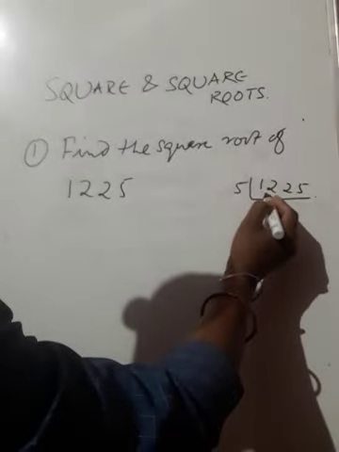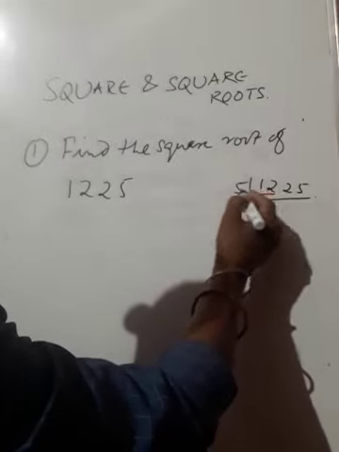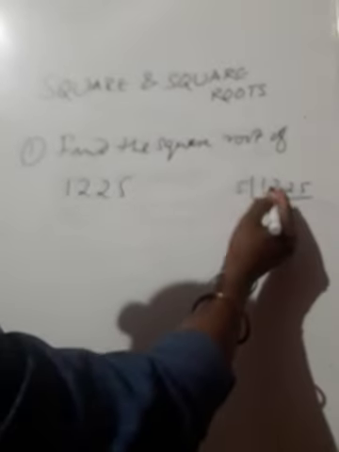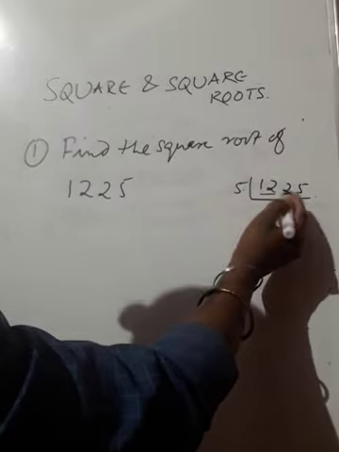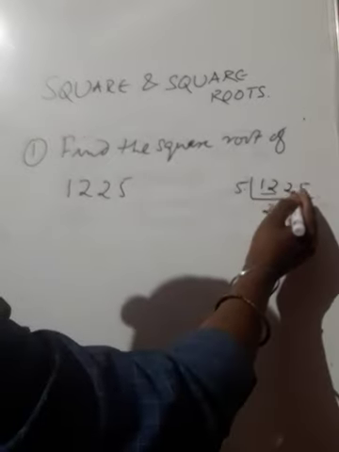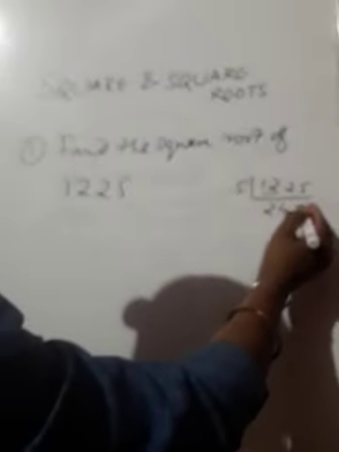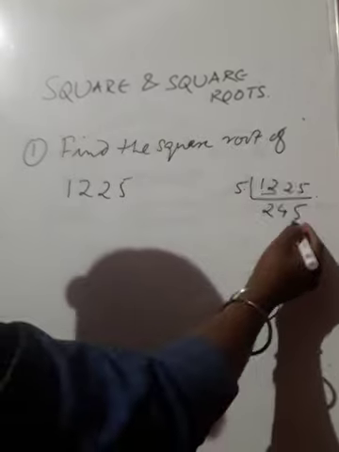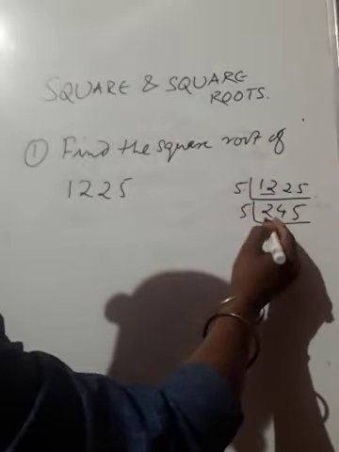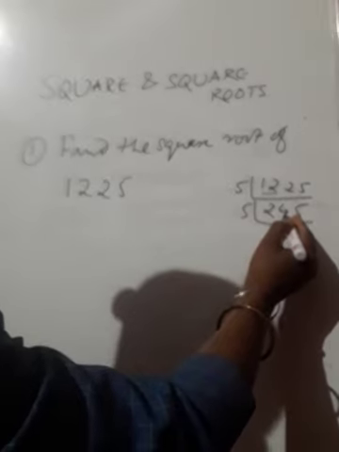This one is not divisible, so I take two numbers. 12. 5 2s are 10. 11, 12. 2 remains. 2, 2. That means it becomes 22. 5 4s are 20. 21, 22. 2 remains. It becomes 25. 5 5s are 25. Again I see that the units digit is 5, so it is divisible by 5. 5 4s are 20. 4 remains.